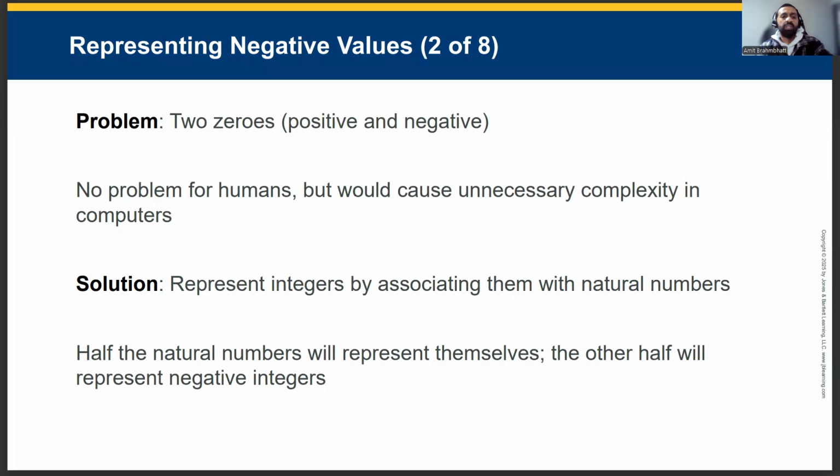To solve this, computers instead associate integers with natural numbers. Half of the representable values are used for non-negative numbers, and the other half represent negative numbers. This approach eliminates the redundancy of two zeros and simplifies arithmetic operations. This slide explains why computer-friendly numeric representations sometimes differ from human-friendly ones.